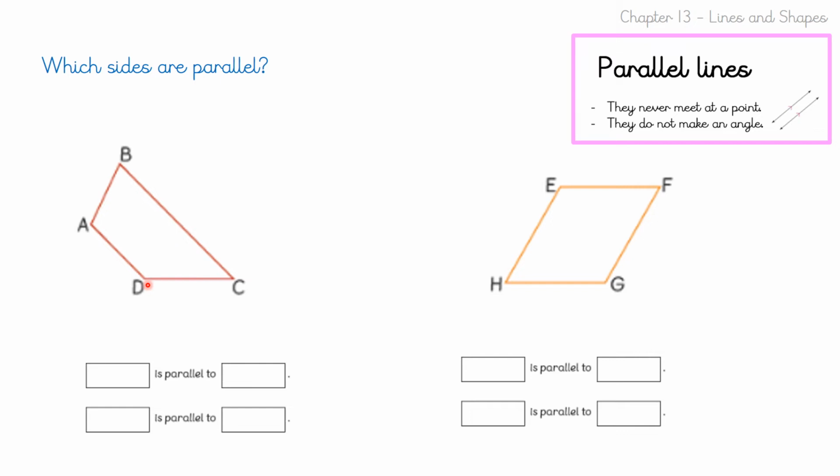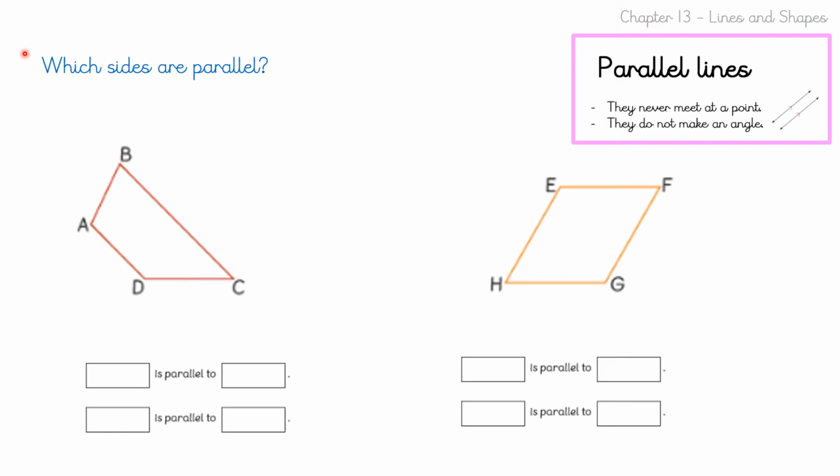Let's have a look at our last one. So we can do now BC and DA. So is BC parallel to DA? What do you think? Try to extend the lines. So I got AD here and I got BC here. Are these lines going to meet at a point? Do you think they will touch at some point?